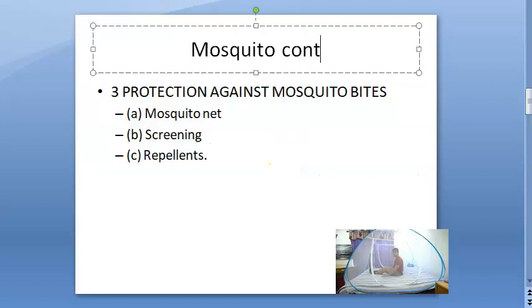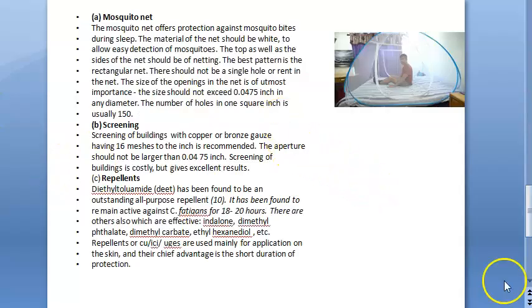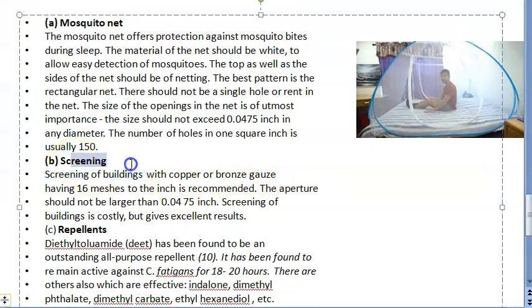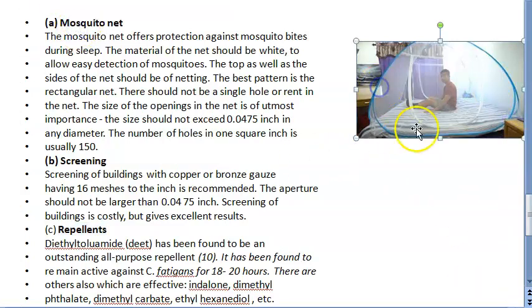This is the last part of mosquito control. Focus. To protect yourself from bites, what will you do, guys? You'll have a mosquito net. Very good. And then you'll put screens. Where all will you put screens? Very good, for your windows, etc. They have some specific measurements for which you have to focus here. Then you have repellents, which some people put, creams and all, which are mosquito repellents. So mosquito net, like this one you're seeing here, the size of the opening should be of utmost importance.